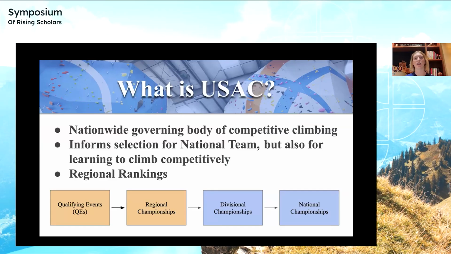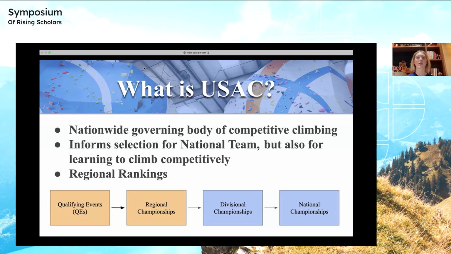So what even is USA Climbing? Well, USA Climbing is the nationwide governing body of competitive rock climbing in the United States. They're in charge of both defining the national team to send to nationwide and worldwide competitions, but also for doing lower level, more introductory level climbing competitions. For example, regional and qualifying event competitions, which is what we're going to be focusing on today.